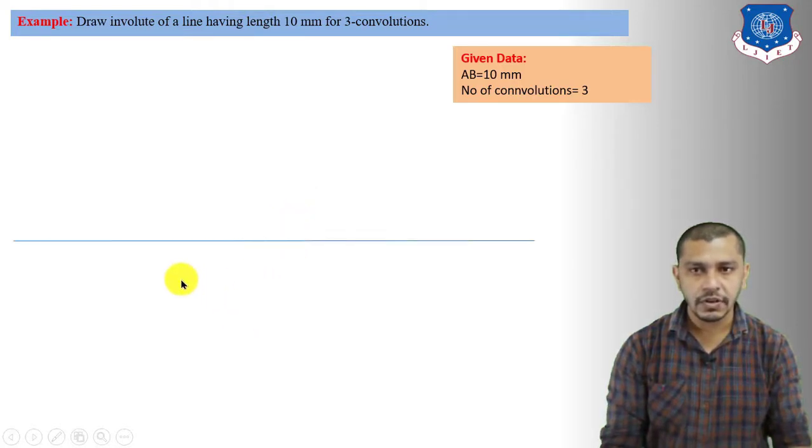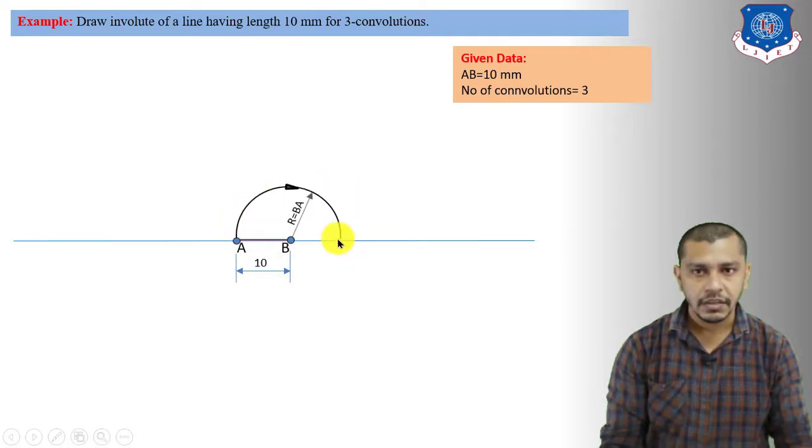First of all, draw a line having length 10 mm and extend this line on both sides. Let us say that the name of the line is AB. Now we have to start the unwinding process from point B. Taking B as the center and radius equal to BA, draw the first arc. The point of intersection of this arc with the horizontal line is B1.